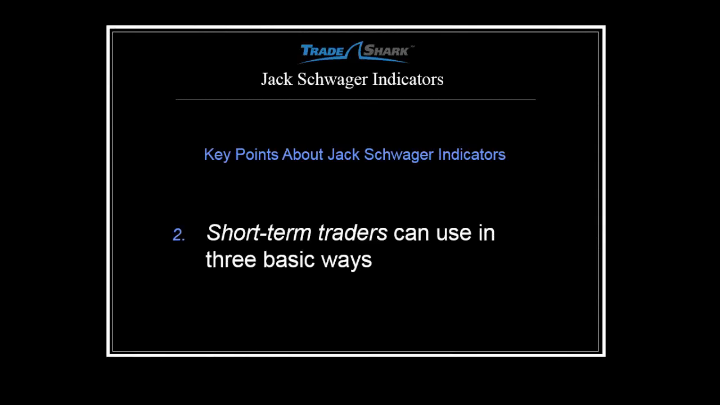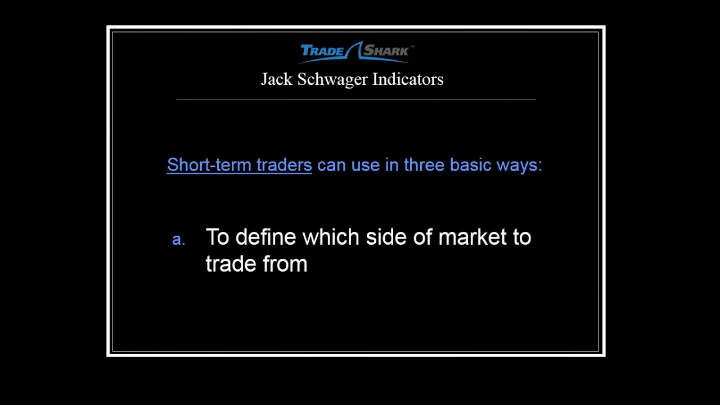Short-term traders can use these indicators in three basic ways. First, to define which side of the market to trade from. Based on analysis of historical price data applied to diversified portfolios over broad periods of time, on balance, being positioned in line with these indicators would have been far better than the reverse. In this sense, empirical evidence suggests a higher probability for trades in line with the indicators as opposed to trades that are counter to the indicator signals.